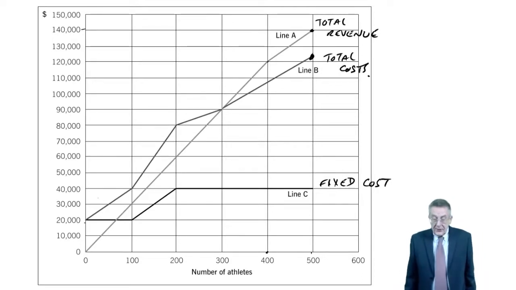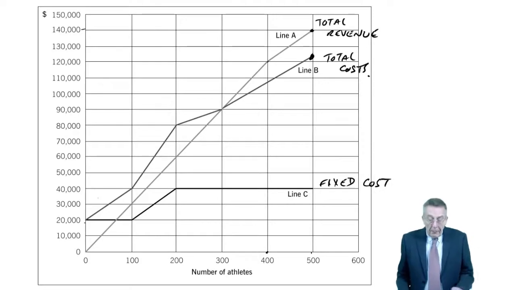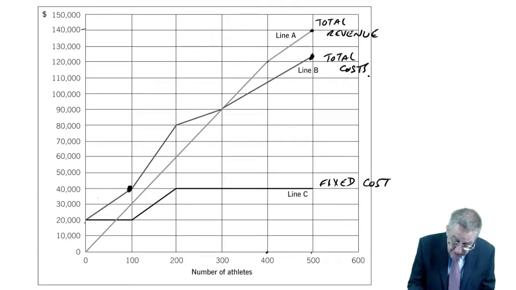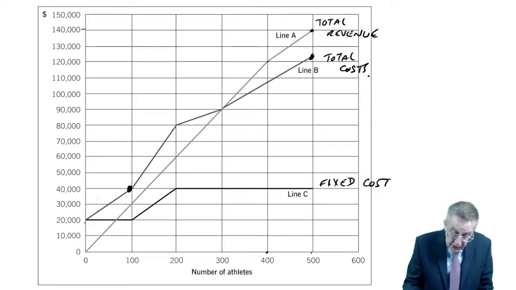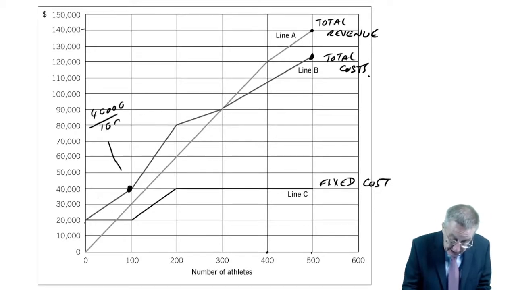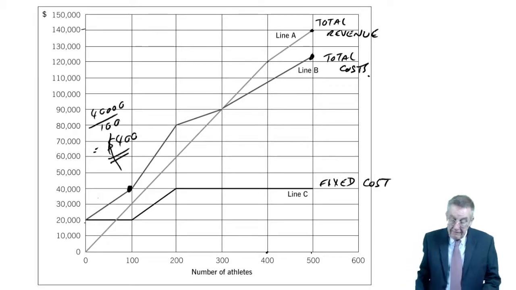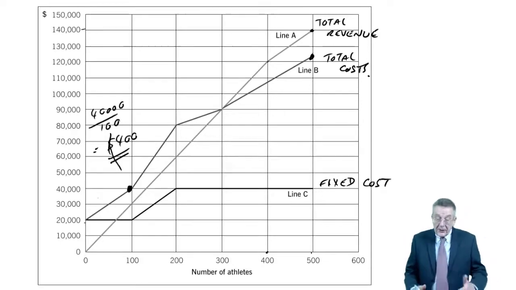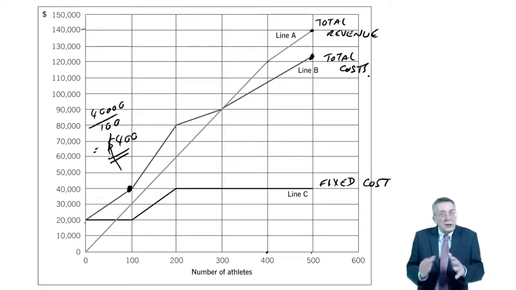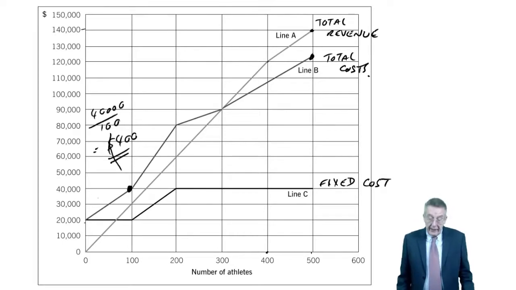What about the total costs? Well, because that line keeps changing. First of all, for 100 students, the total cost is 40,000. And so the cost per athlete, 40,000 for 100 athletes, is 400. We already know 20,000 of it is fixed cost. The other 20,000, which is 200 an athlete, is the variable cost.